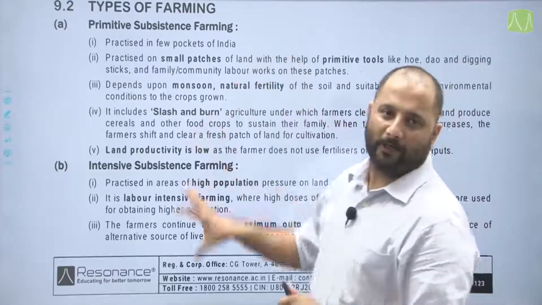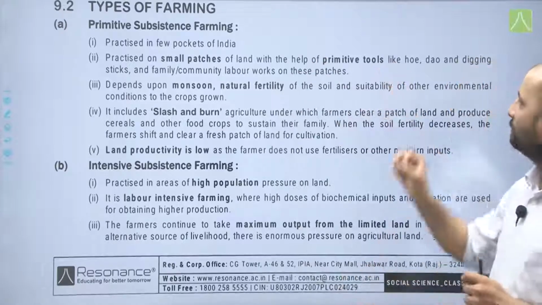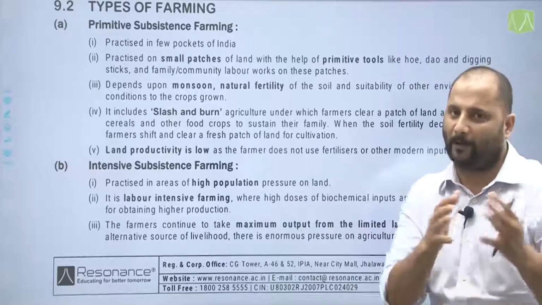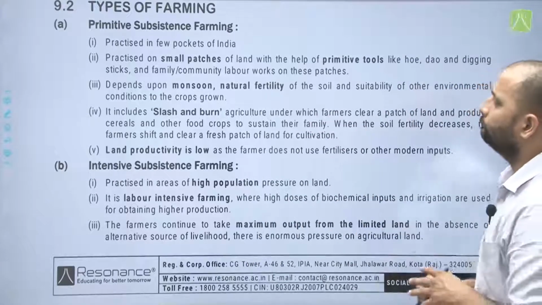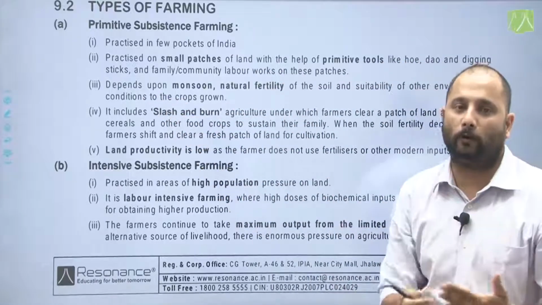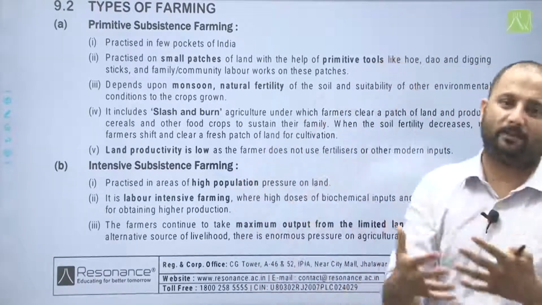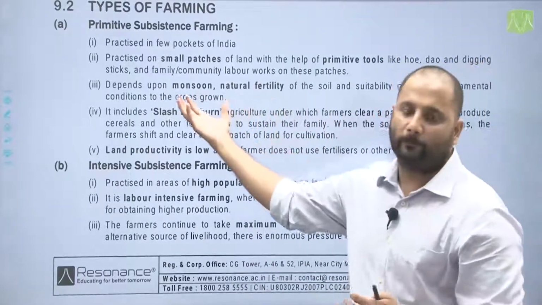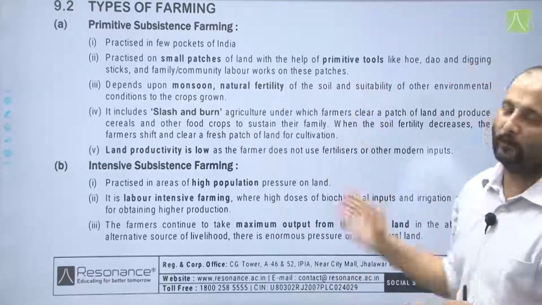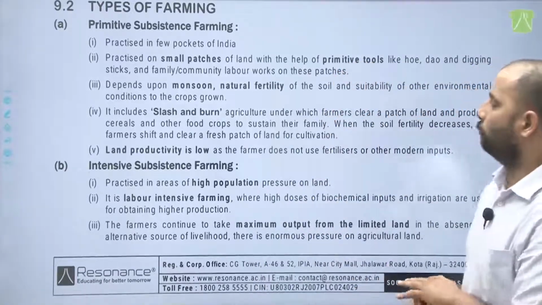It is practiced in a few pockets of India, not on a large scale. It is done on small patches of land with the help of primitive tools like the hoe, dao and digging sticks, and the labor is provided by family or community members. It is heavily dependent on monsoon because these people cultivate small patches of land and do not have sources to invest money. So, for irrigation or other needs, they depend completely on monsoon, natural fertility of the soil and suitability of other environmental conditions to grow the crops.